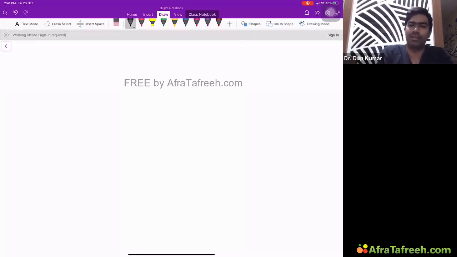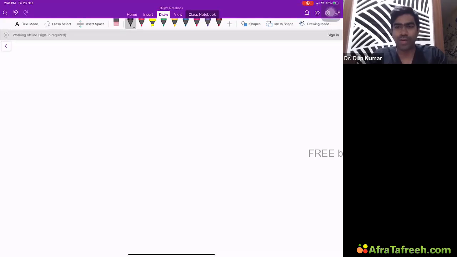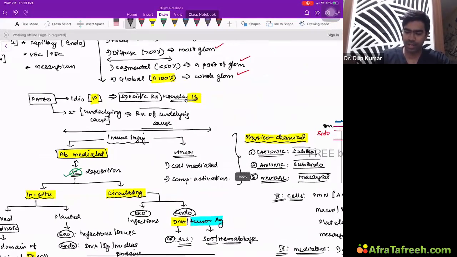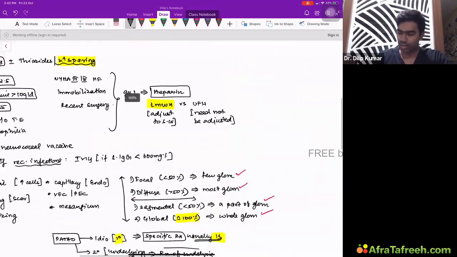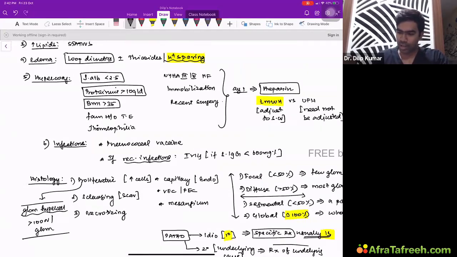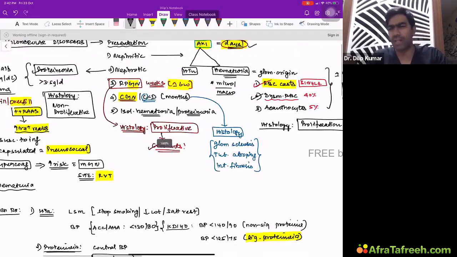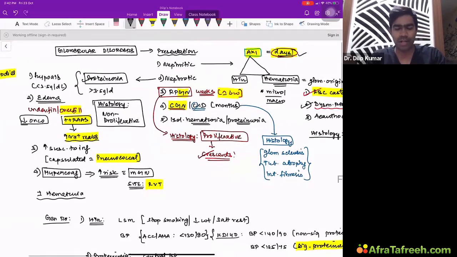Not HUS, but whatever you are telling are basically just extrapolations of PSGN. What you didn't understand is that you are confusing that RPGN is a separate diagnosis. You are thinking that RPGN is a separate entity. No, RPGN is not a separate entity.